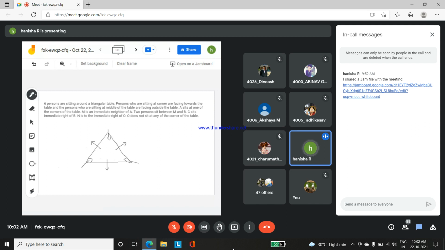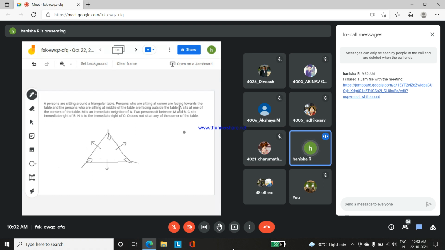So first I read the question. From the first two lines, I got to know the framework along with the directions. So this is done. Next, I'm going to read the clues one by one, and then fix the people in their respective positions. We'll see how I'm doing it. The clue starts from here.